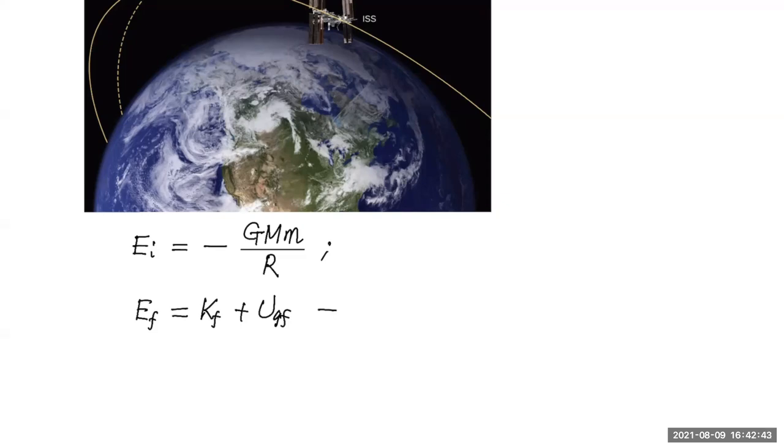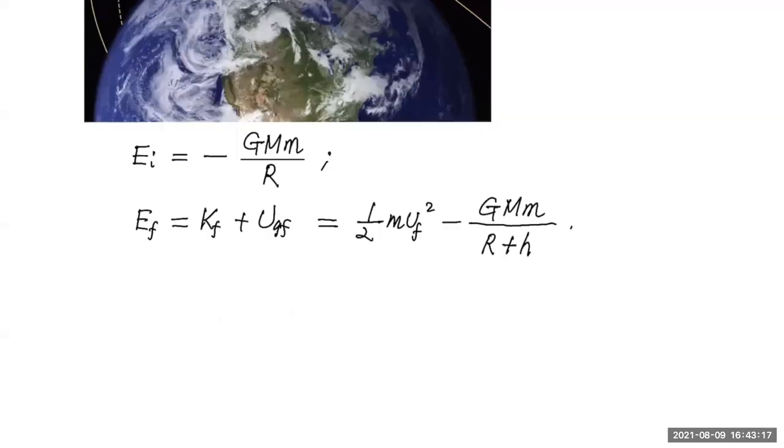So it is 1/2 m v final squared, and then minus G times the mass of the Earth times the mass of the space probe, divided by what? Divided by the new distance between the center of the Earth and Soyuz. And that would be R plus h. h is the altitude, which is about 400 kilometers. Now, we know what h is. Do we know what v final is? We do not know what v final is yet.